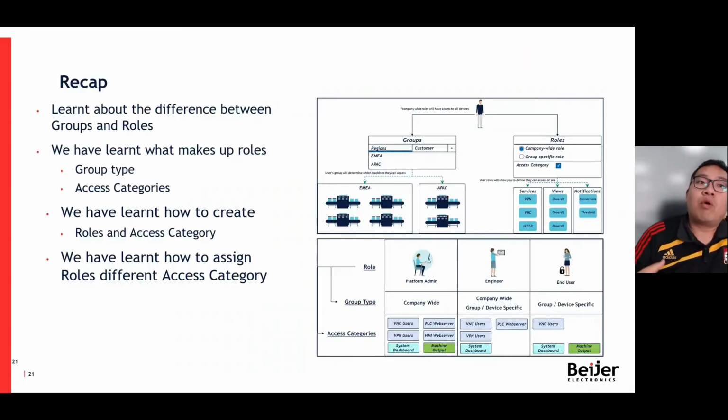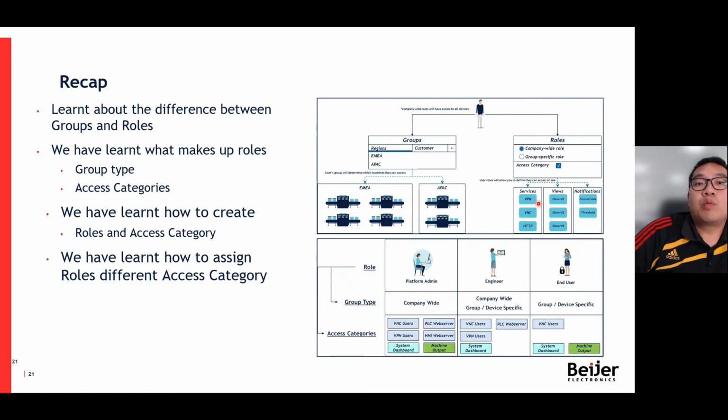Just to recap what we have learned: we have learned about the difference between groups and roles. Groups are where you can affect the devices you can see. And then roles slightly affect what devices you can see in terms of group or company-wide. So groups are tied to machines, roles are tied to people.